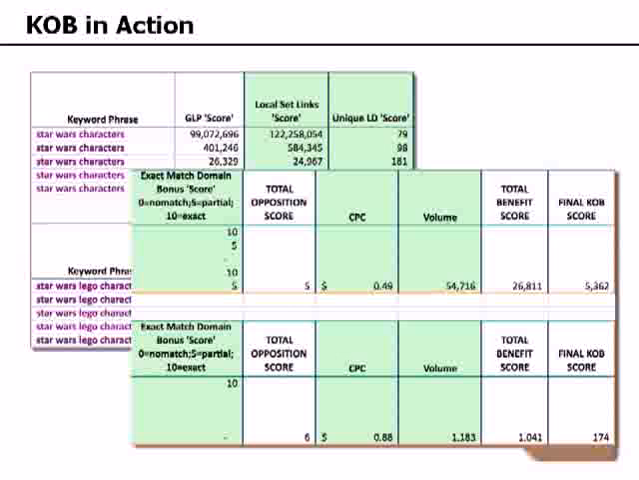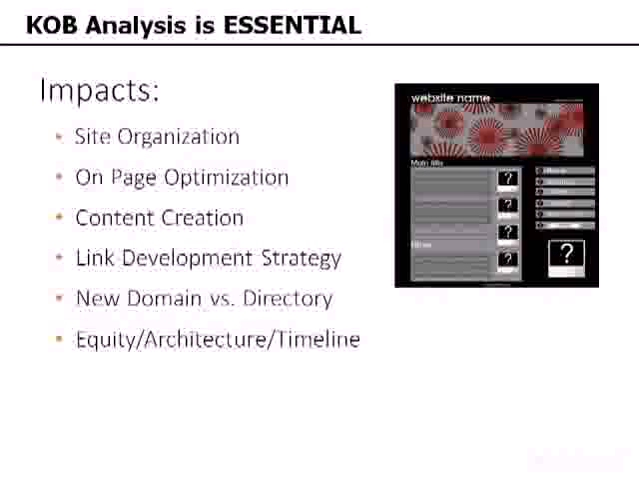You're comparing that opposition and benefit to come up with your keyword priority because it's going to impact all of these different areas. It's going to impact your site organization, how you do your on-page optimization, your content creation, your link development, should you start a new domain or just a new directory based on these decisions. You're going to make your equity, architecture, and timeline decisions, meaning which phrases do you want to rank for over time, which areas of your site are going to be the priority based on this KOB analysis.